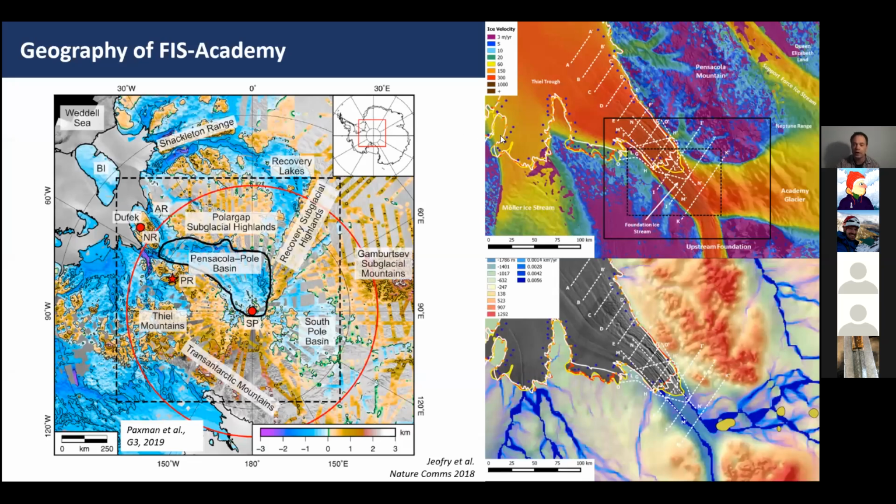And you can probably just make out there that you've got the Academy Glacier flow coming in here, the Foundation flow coming in here, and you've got a separation between them. And actually those two flow components remain very distinct and separate as they flow into the main trunk.